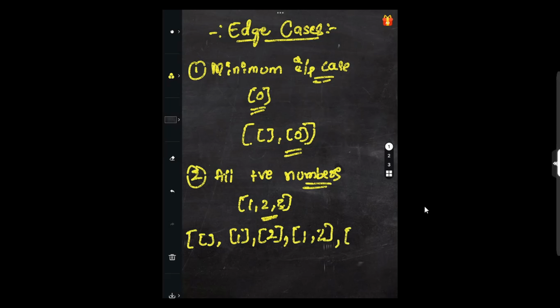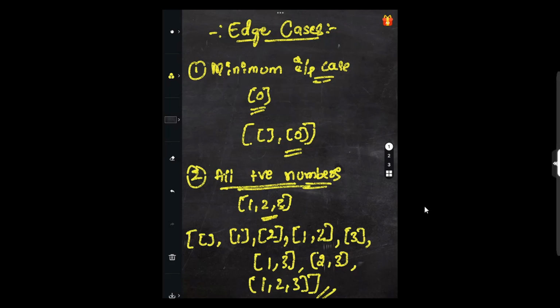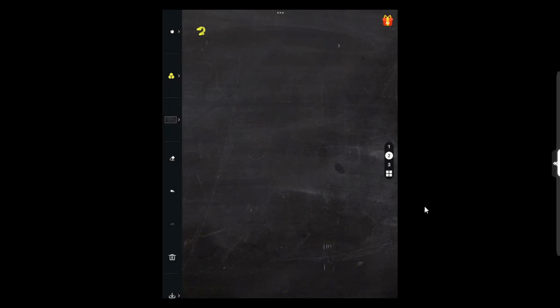So this will be 1, 2, 3; 1, 3; 2, 3; and finally 1, 2, 3. So these are the subsets. This will be the output. This is for the condition all positive numbers. Let's move on with the third edge case.